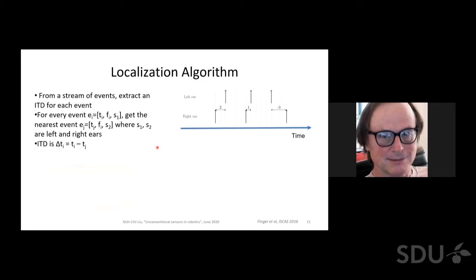And so the way that we do it is from a stream of events, we extract an ITD for each event. And from every event, where the event consists of the timestamp, the frequency channel it comes from, and also the ear, what you do is you get the nearest event from the second ear in the same frequency channel, and then take its timestamp. And then you compute the ITD, which is really the first minus the second timestamp. So in this example that I have here, where you have 3 events from the left ear and 3 events from the right ear, you can see the ITD here will be 2, 1, and -3.